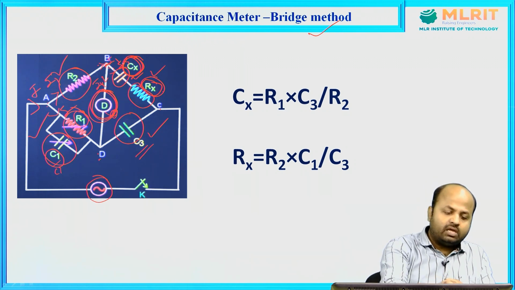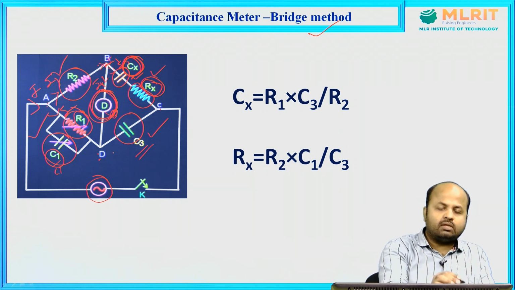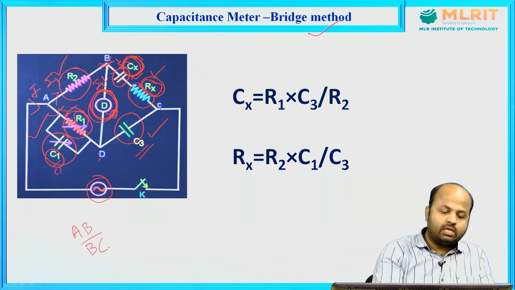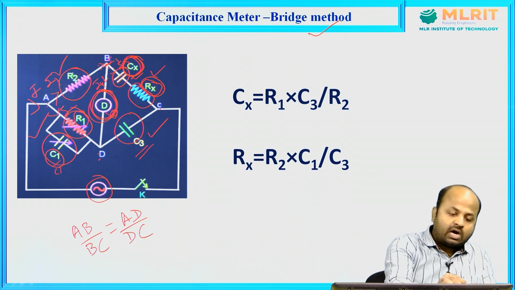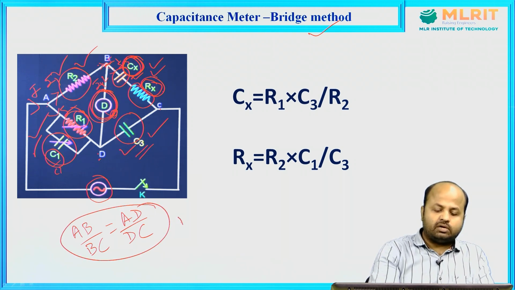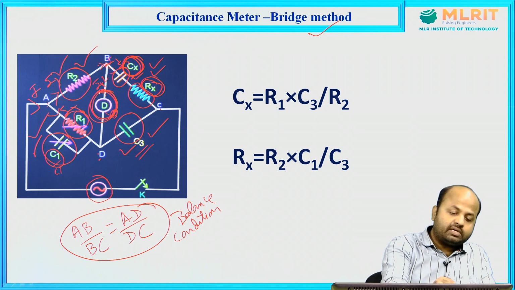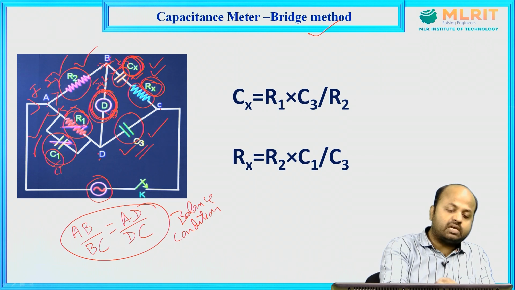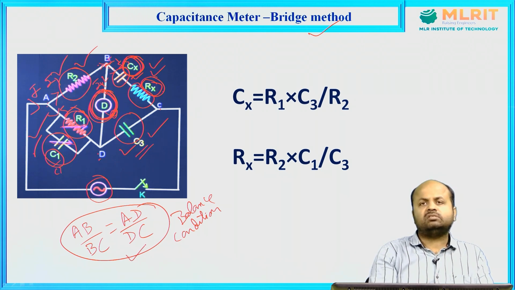Whenever it is in balance condition, the balance condition formula is that AB by BC always equals AD by DC. The ratio of this arm upon this arm is equal to the ratio of this arm by this arm. This is called balance condition. And how is it achieved? When the current in the detector circuit is zero. And how will it become zero? By varying the capacitance and resistance value, we can achieve this balance condition.